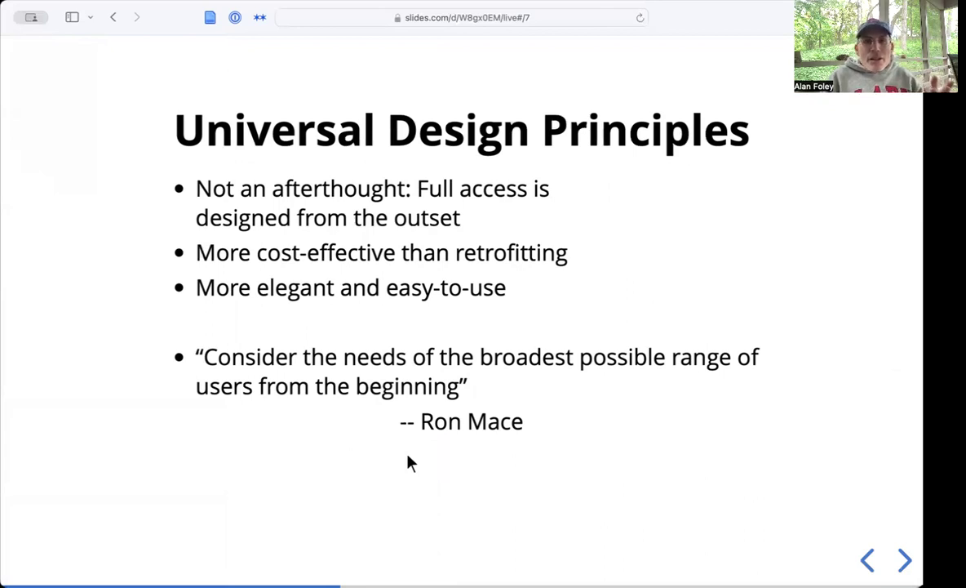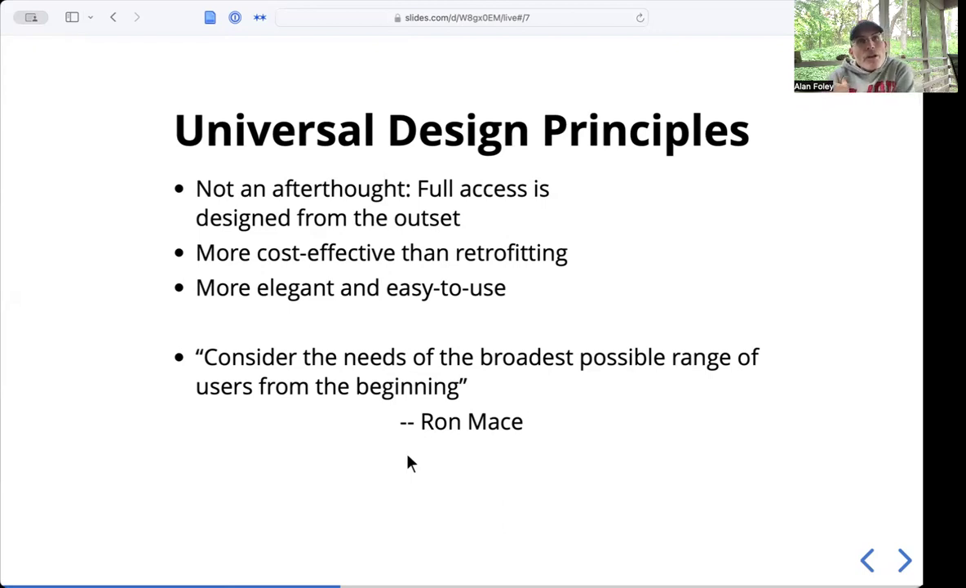Because of this, it is fairly widely considered that making something accessible from the outset is more cost effective than retrofitting. A retrofit is going back and fixing something. So, for example, one of the first slides I showed you had that building with the very elegant spiral shaped ramp in the middle. Building that is going to be cheaper than building a building that doesn't have access and then having to go back and put it in. And it's usually more elegant and easy to use because it has been designed that way. It hasn't been tacked on.